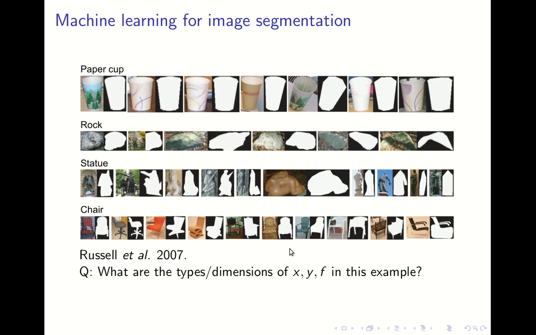So in this example, X, the input, is one of these images. It's going to be a matrix of pixel intensities with dimensions of the height in pixels, the width in pixels, and the number of color channels in the image. And then Y is going to be this binary image, basically. It's going to be a matrix of zeros and ones, where the zeros represent the background and the ones represent the foreground. And F is just a mapping between those two spaces.